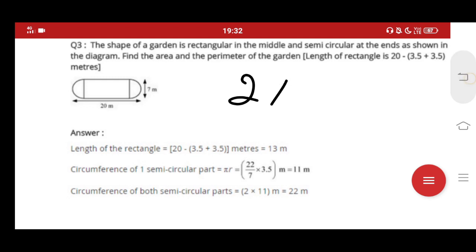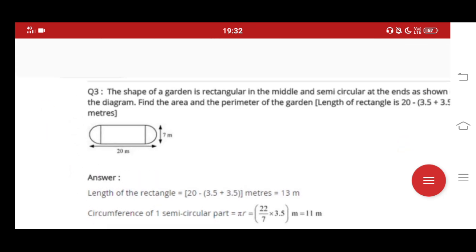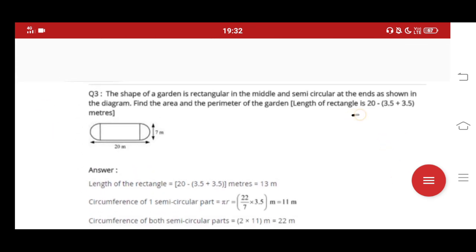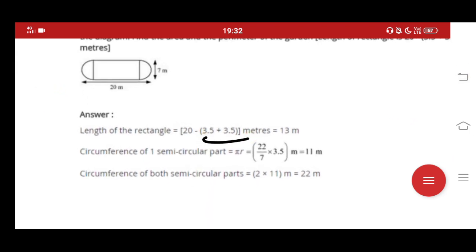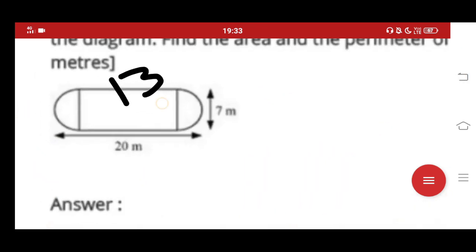What is given here? The length of the rectangle is given as 20 minus 3.5, 3.5. So 3.5 and 3.5 combined make 7. So 20 minus 7 gives us 13 meters. The length of the rectangle is 13 meter. Now what about the breadth? See here, this is the diameter given for the circle. That will be the same as the breadth of the rectangle. So here we will write the breadth of the rectangle is also 7. Now see here.